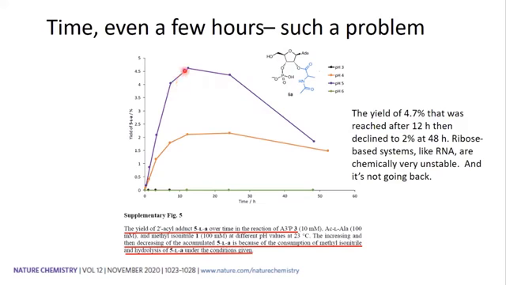So at 12 hours, he reached 4.7% yield. But then at 48 hours, it had declined to 2% yield. So 50% of what he made, the yield is bad, but anyway, 50% of what he made was gone after 2 days. You think time's a problem? I think so. Time is a problem.